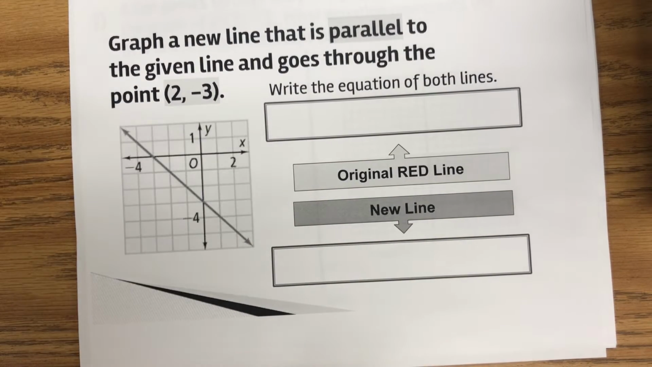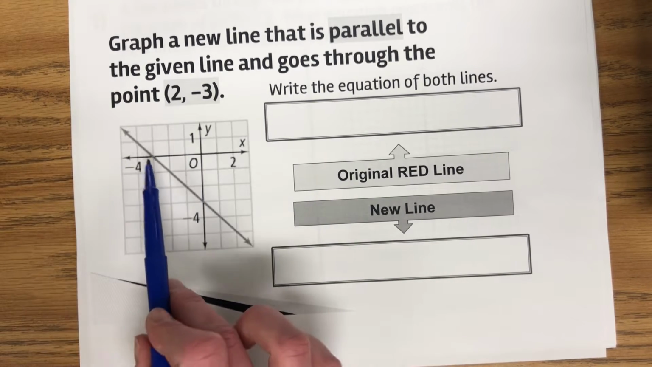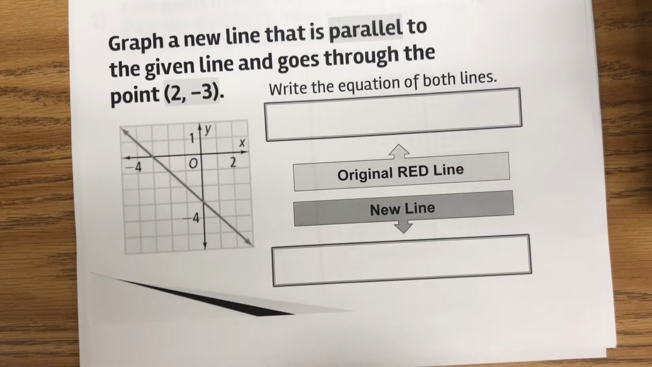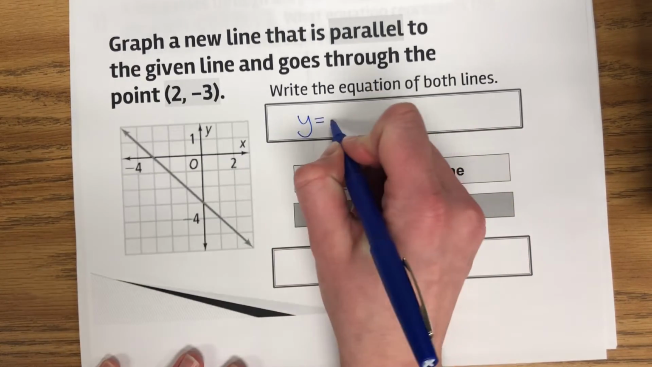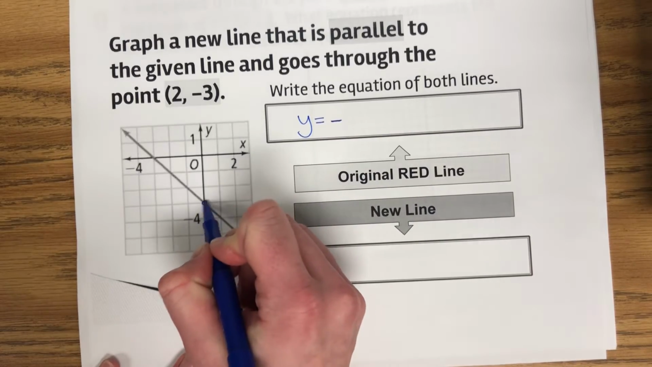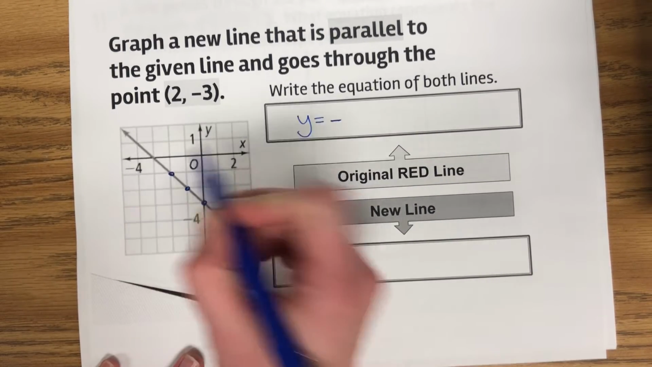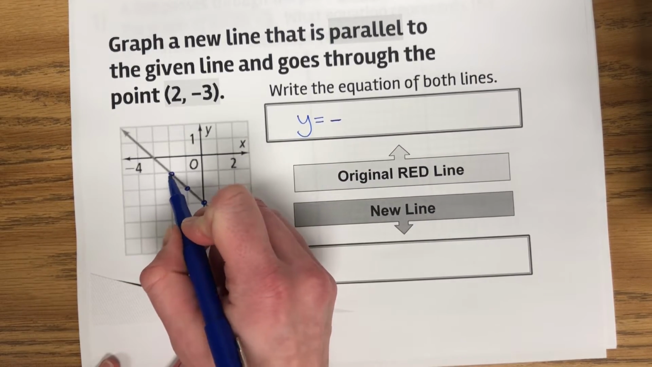Similar problem here, graph a new line that is parallel to the given line and goes through the point 2, -3. So we're going to start with the equation of the first line, which is the one we are given. Notice right away that it's negative, so we want to have a negative sign when we are writing our slope. And then plotting points here, and then finding the rise over the run.